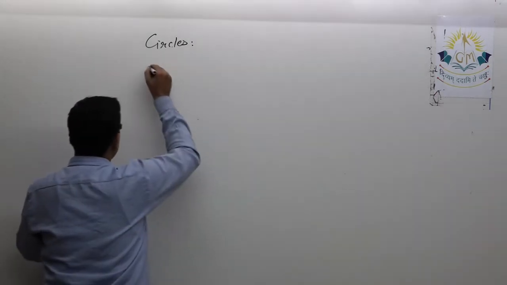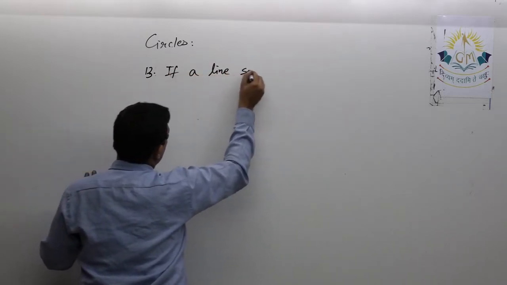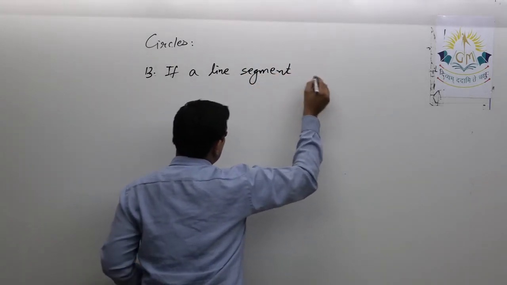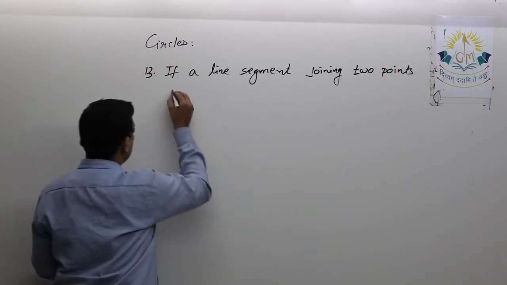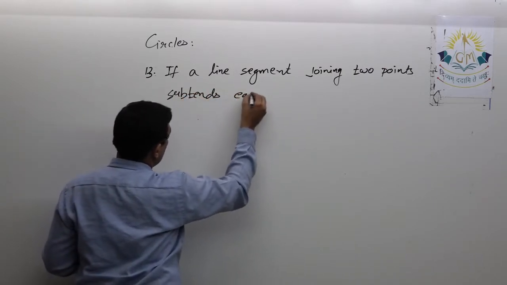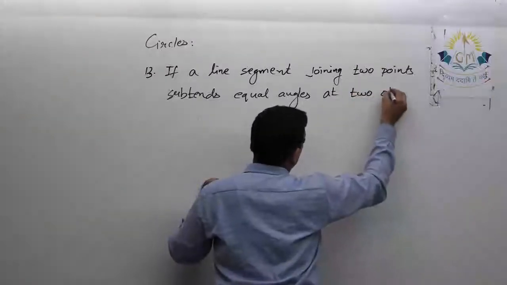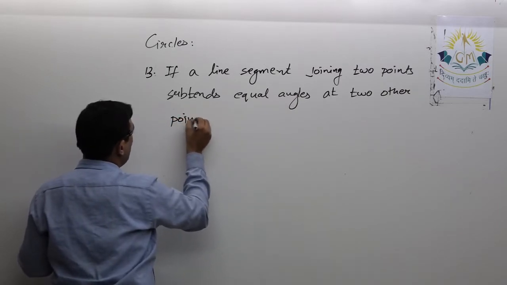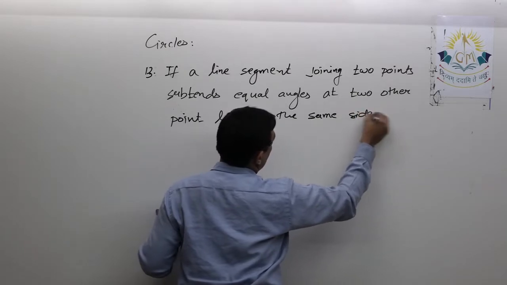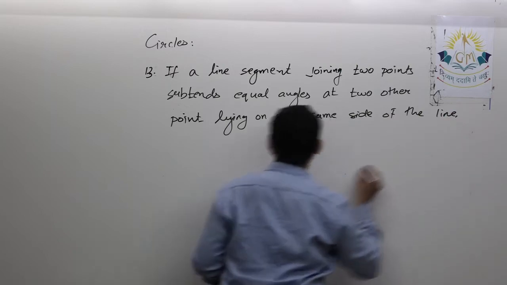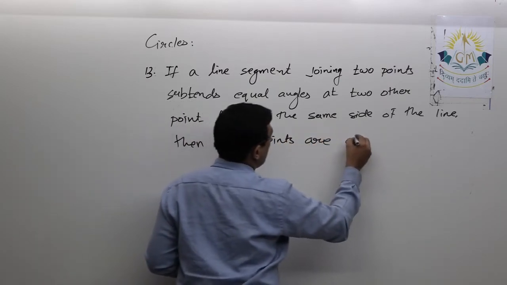theorem number 13: if a line segment joining 2 points subtends equal angles at two other points lying on the same side of the line, then the 4 points are concyclic.